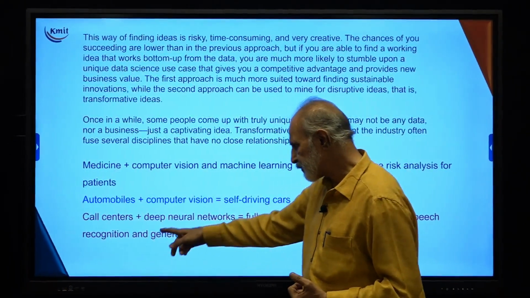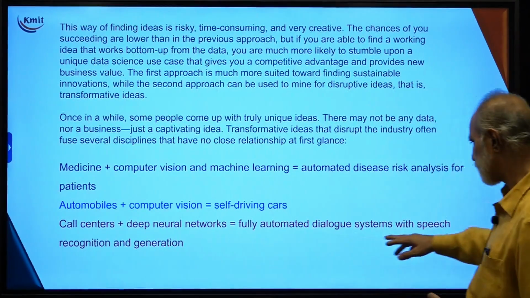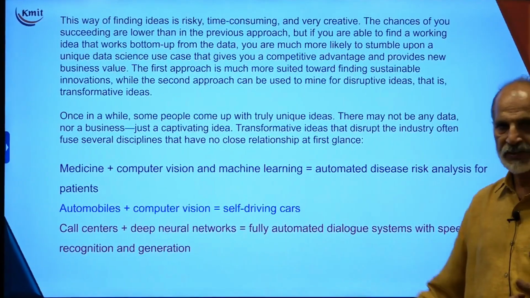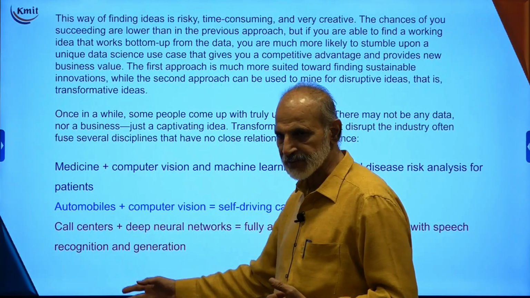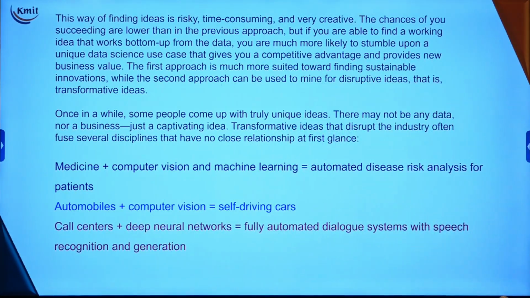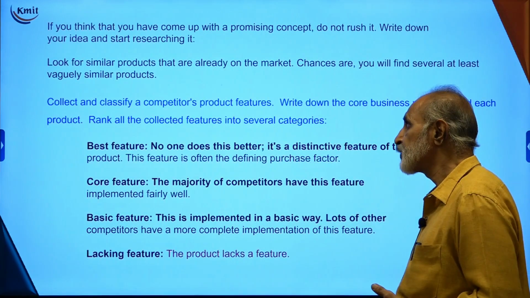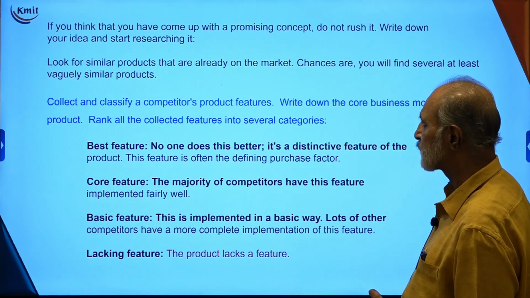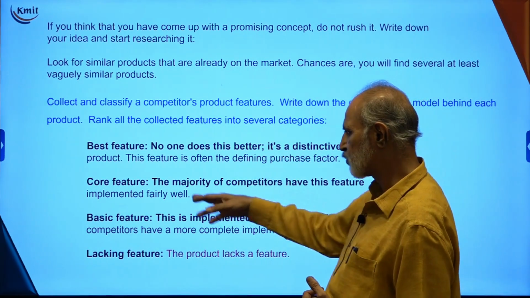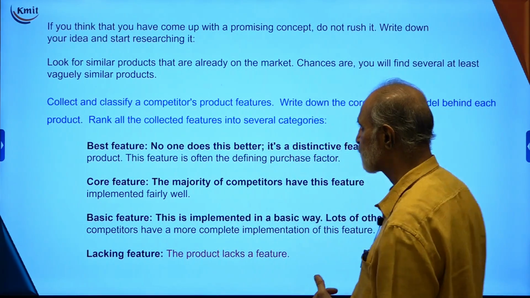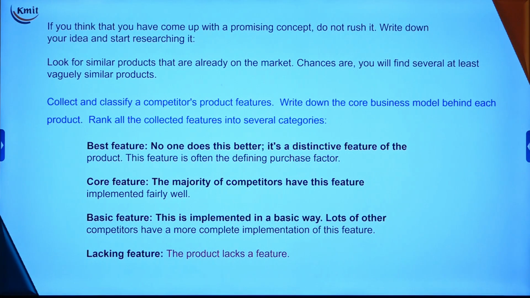Third, call center plus deep neural network, a fully automated dialogue system with speech recognition and generation. So you press 1, press 2, press 3, like that. All the call centers are being automated now. Okay, so this is how we do it. And if you think about the data, then we can raise several strategies: best feature, core feature, basic feature and linking of the feature. So we collect the data and classify the data into more features.